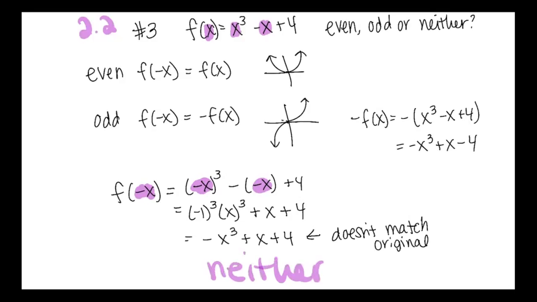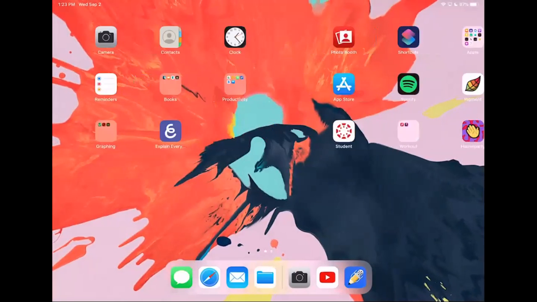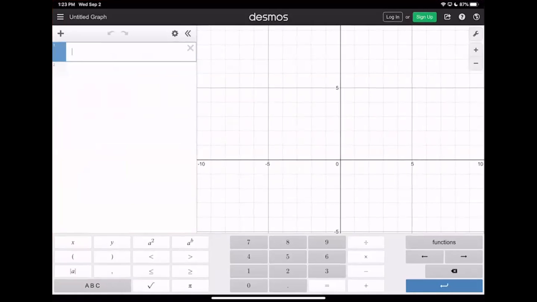And you could graph to check. I can come back to this. Let me just open a graph. Where's Desmos? What was it? It was x cubed. And we'll see that it doesn't really match any of those symmetries.